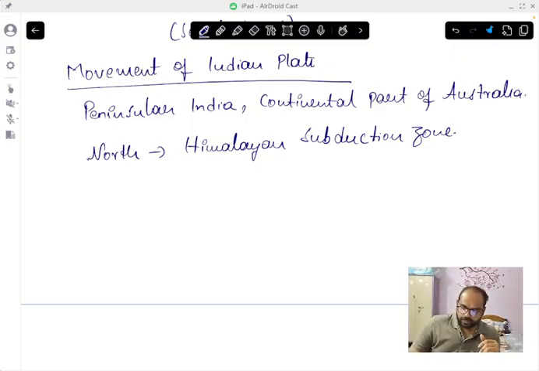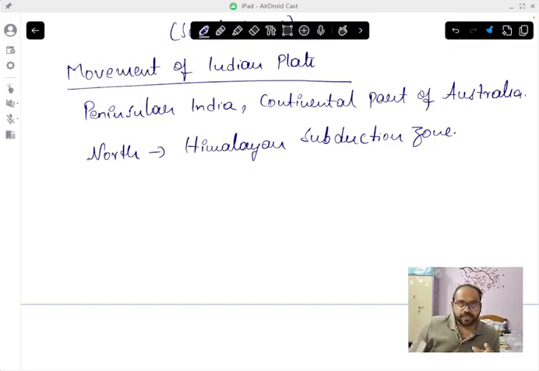The Himalayan subduction zone. Subduction zone means, as we have talked, the Indian plate is denser than the Eurasian plate, and the Eurasian plate is subducting into the interior of the earth. While subducting, the depositions of Tethys were formed as a series of folded mountains, and we call them Himalayas. That Himalayan subduction part is the northward boundary.